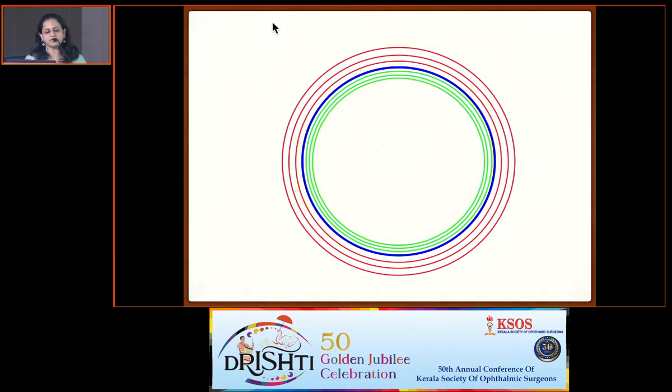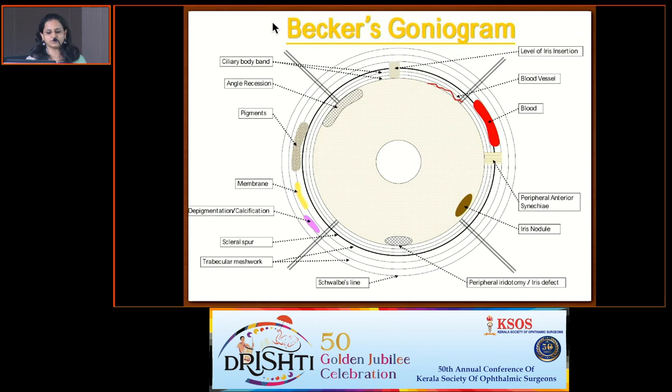So if you have a case sheet, you can attach such a Becker goniogram, and whatever you see, you can mark it. It's all color coded. So you can mark the angle recession, blood, pigments, any PAS, so you have to mark it.